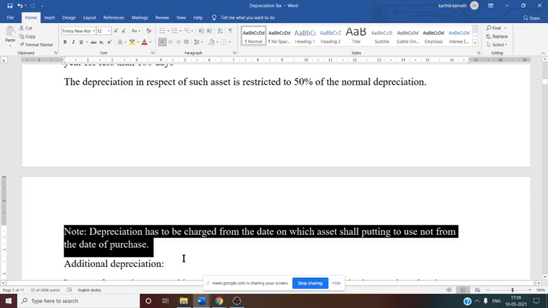So any doubt regarding this, any question regarding date of purchase, date of putting into use, date of sale, rate of depreciation, 180 days more or 180 days less, you can ask me now. Just tell me, have you understood this significance of date of purchase?